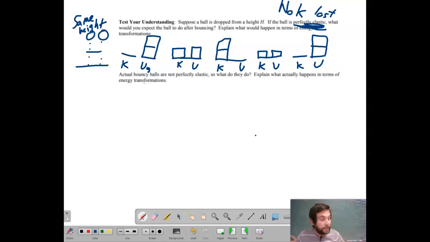Also, something interesting about this situation is that if this ball bounces and no energy is lost, no energy is dissipated, then that means there would be no sound as the ball collides with the floor. Crazy, right? Actual bouncy balls are not perfectly elastic, so what do they do? They bounce up to a lower height.